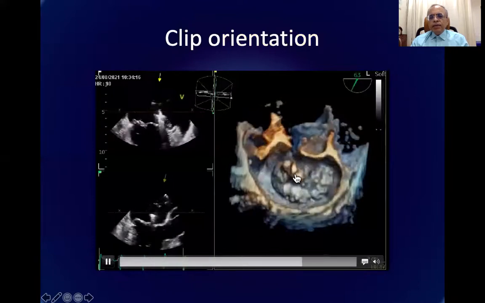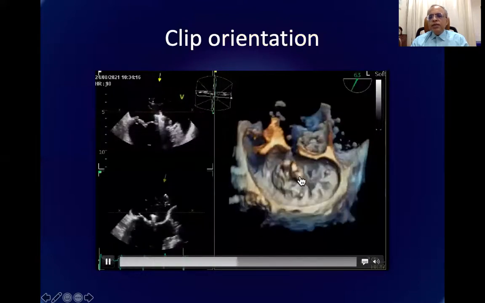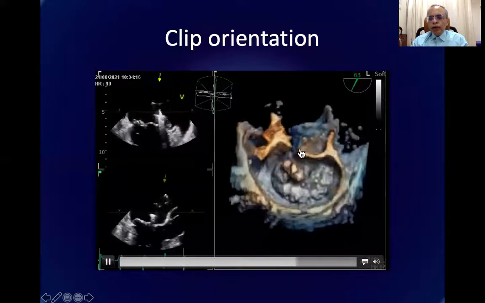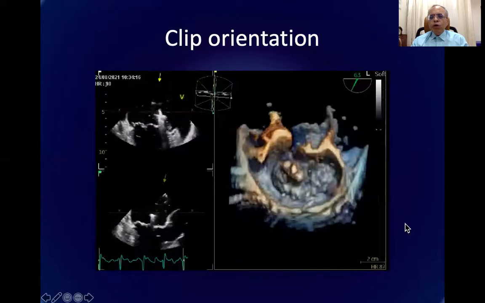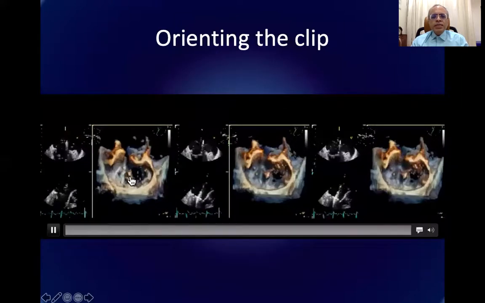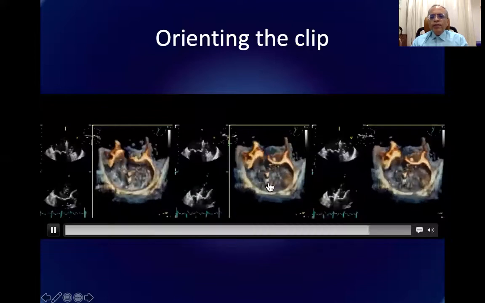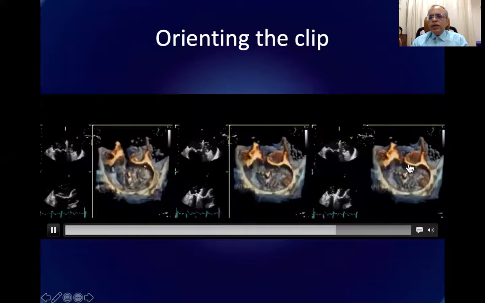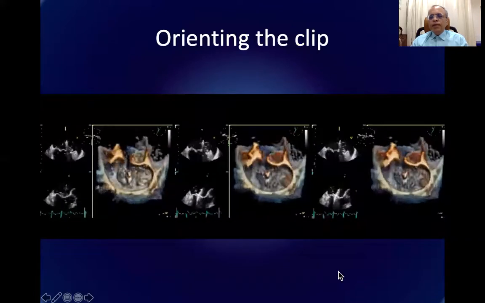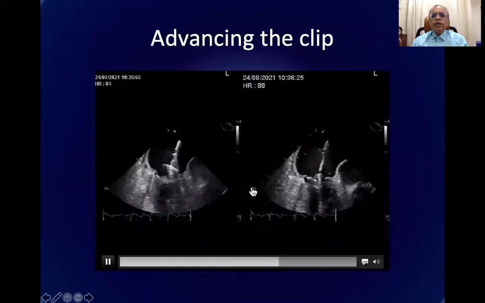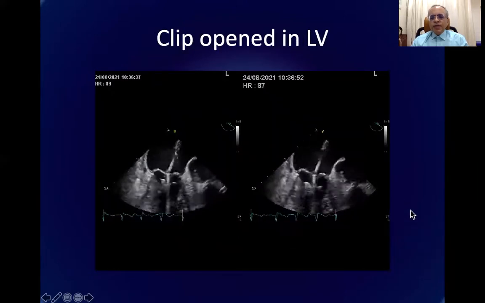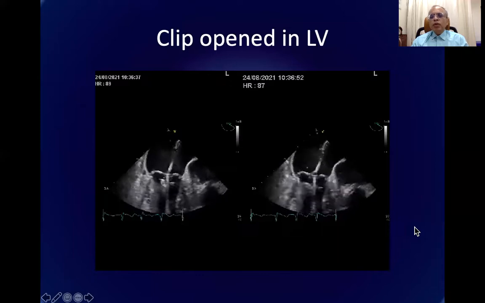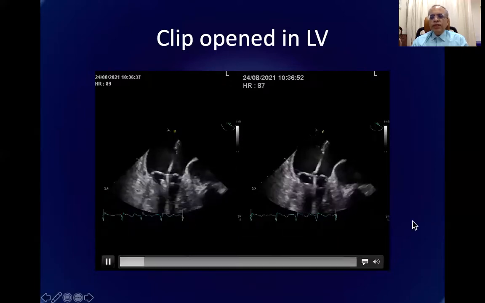So like this, in this patient, you can see that the clip is quite rotated, and it has to be rotated clockwise to make it perfectly perpendicular to the AML and PML coaptation line. So we can see that successfully the clip is being rotated, that finally now it is perpendicular to the AML and PML coaptation line. Then the clip is closed and then advanced across the mitral valve into the left ventricle. In the left ventricle, the clip is again opened. Now you should not maneuver or rotate it inside the LV, otherwise you will damage the chordae.